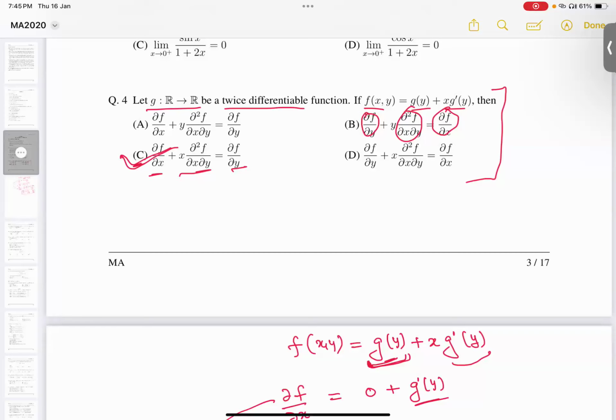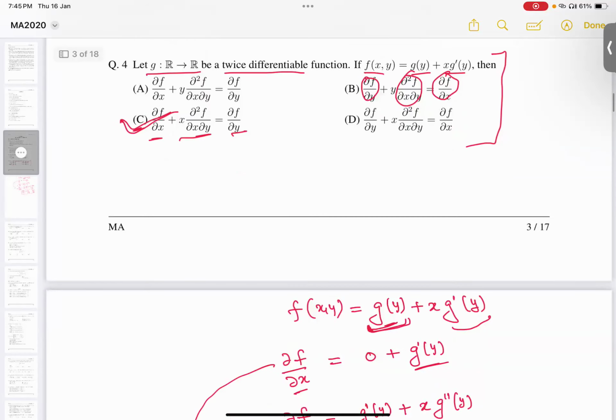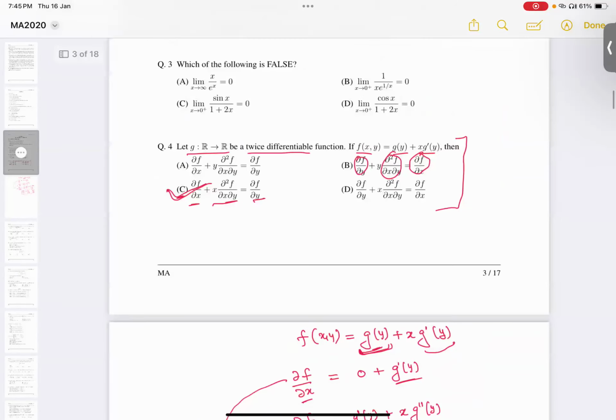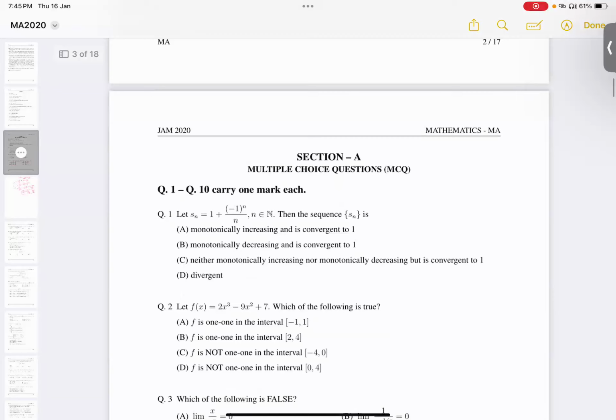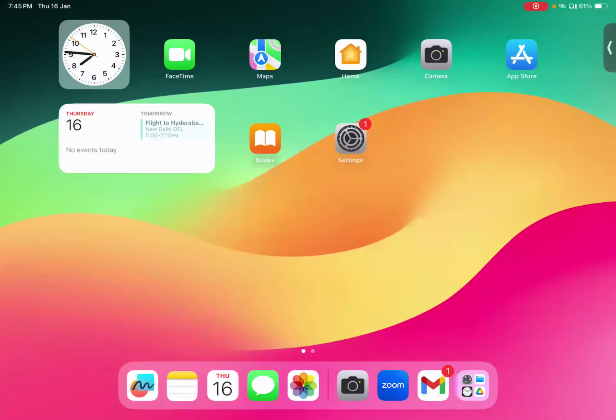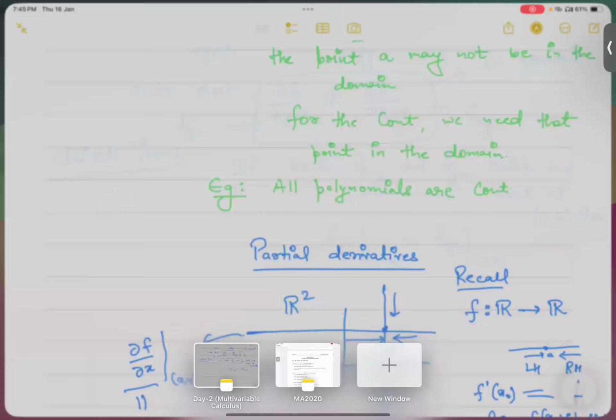Right? Okay, many are saying so. Okay. Now we can move on. Let me check whether I have some other question or not. This is 2020. Okay.